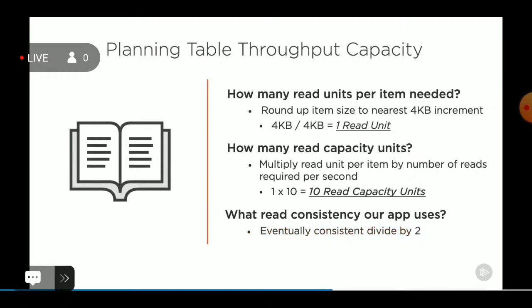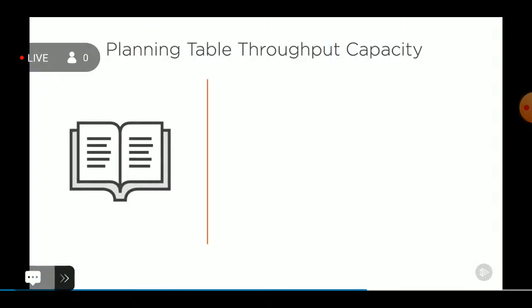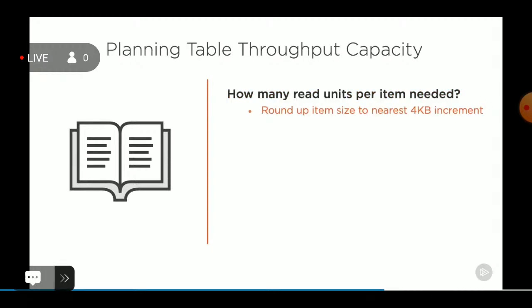Let's have a look at how to calculate strongly consistent reads. So in this case, the application requires to read 4 items of around 14 kilobytes each per second using strongly consistent reads. Let's have a look at the calculation. So how many read units per item are needed in this case? We round up to the nearest 4 kilobyte increment, therefore 16 kilobytes is what we end up with. We need to divide 16 kilobytes by the size of one read unit, which is 4 kilobytes. We'll get that one item is worth 4 read units.